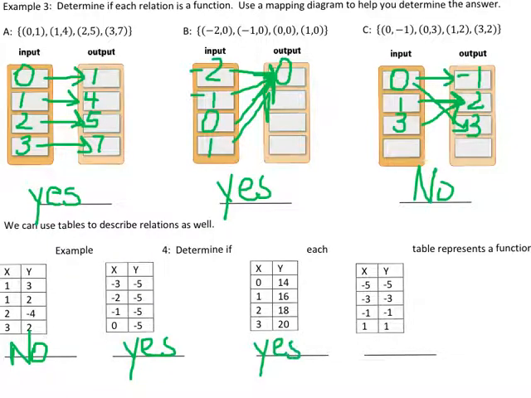And last, we have -5 matched with -5, -3 matched with -3, -1 matched with -1, and 1 matched with 1. So each of these x's is matched with exactly one y, so this is a function. So this is yes.